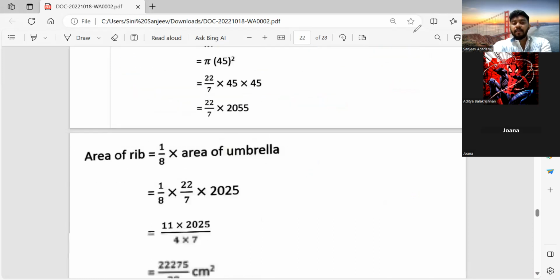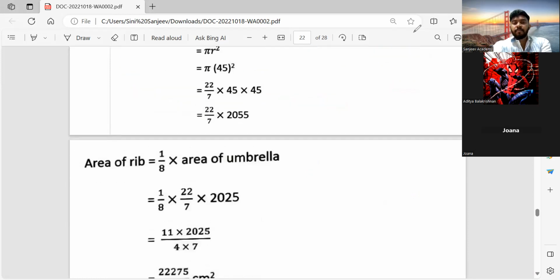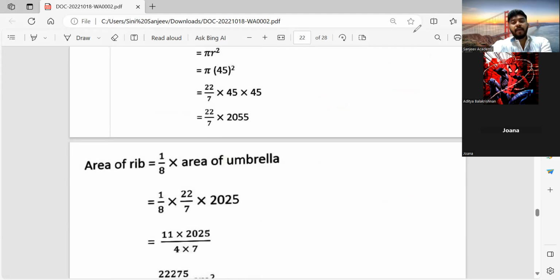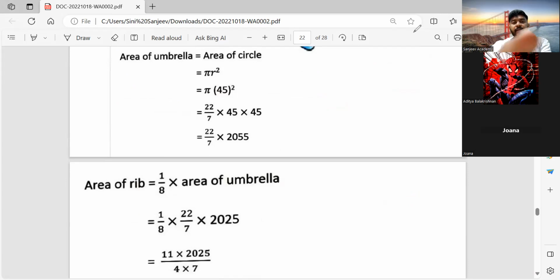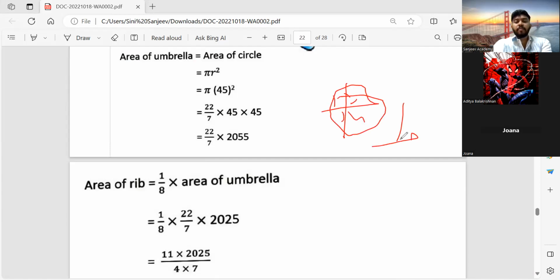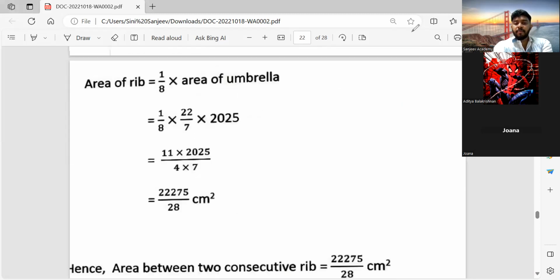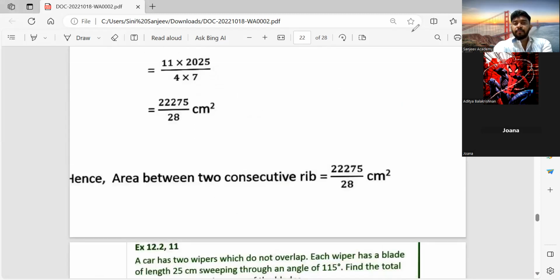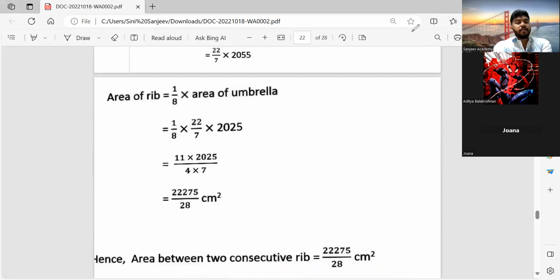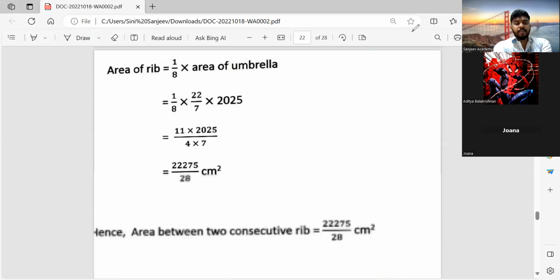Correct? Now, what is the area of one rib? One rib is 1 by 8 of the area of the umbrella. Totally how many ribs are there? 8 ribs are there. Just like you remember we did the circle problem, right? 4 parts, 1, 2, 3, 4, we did, no? 1 by 4. The same kind of question only. So 1 by 8 into the area, you find. That's it. So here we are not going to use any formula like theta by 360 into pi r square or anything. It's a simple question.